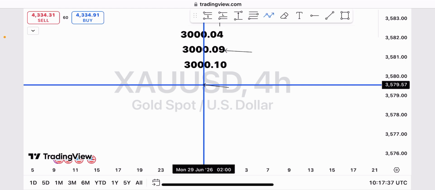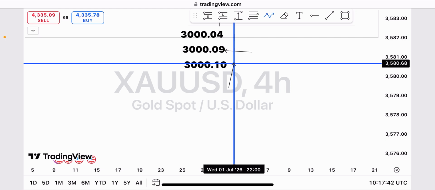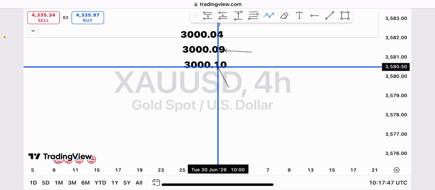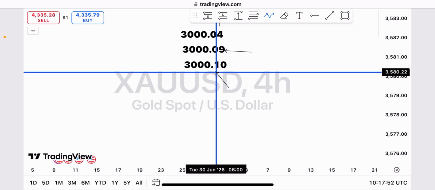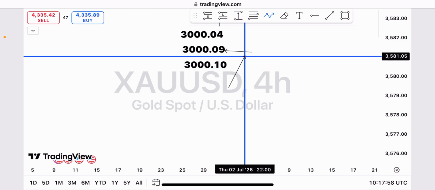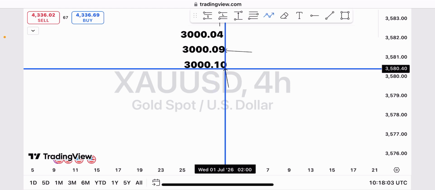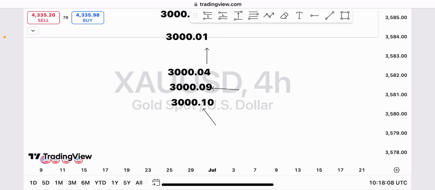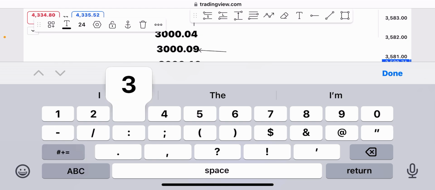Now look at the market move from 0.9 pipettes to 10 pipettes, making it a single pip. This 1.0 change in the market is a pip. Automatically, this one here is 1 pip move. So the market has successfully moved from 3000.00 to 3000.10. It has moved by a single pip. Don't get it twisted, alright?